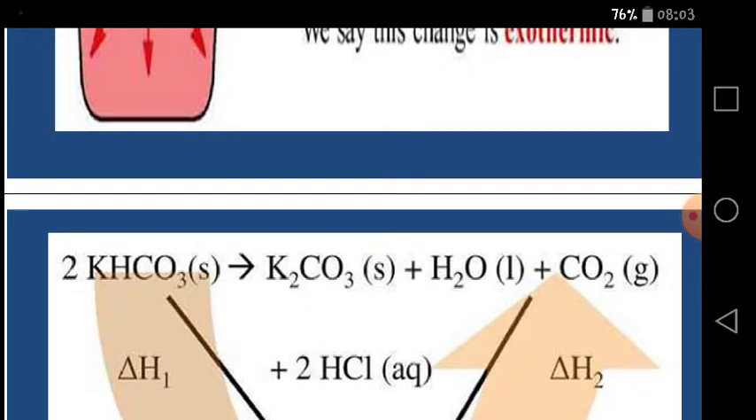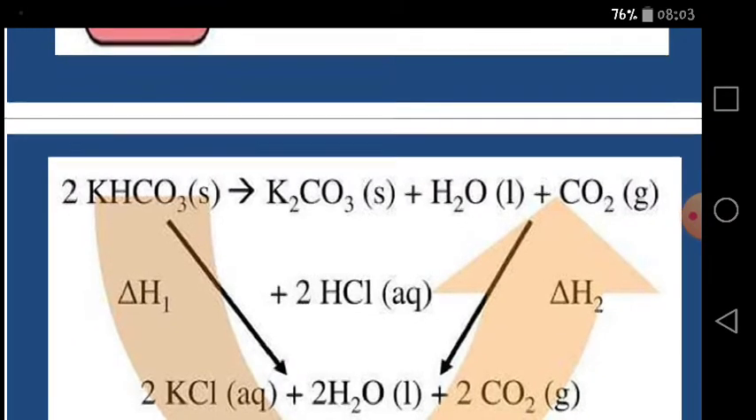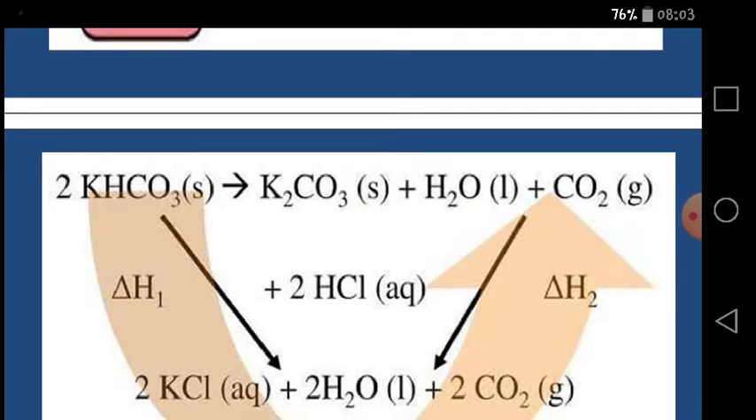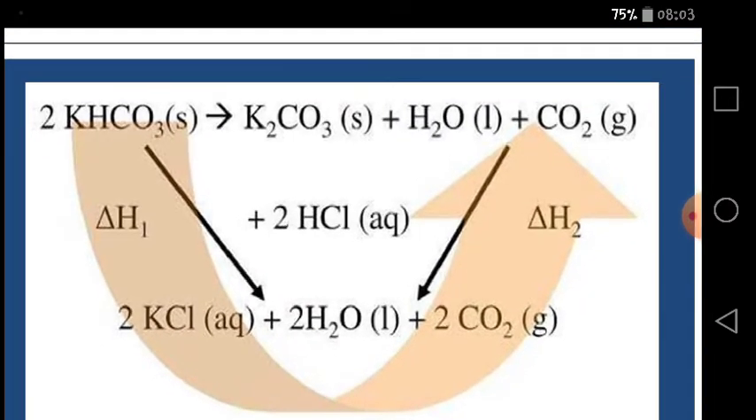We say this change is exothermic and we have to note down the temperature. Dear students, now we have to take the temperature of 5 cubic centimeter of dilute hydrochloric acid and then add 1 gram of potassium hydrogen carbonate to the acid and stir. You can see in this reaction three products are formed: potassium chloride, water, and carbon dioxide gas is released. And this is also an exothermic reaction. And then you have to note down the temperature of this solution after the reaction is completed.